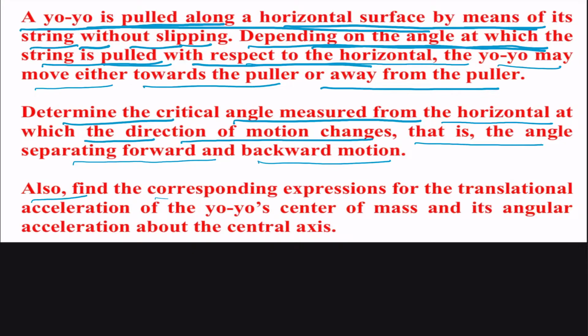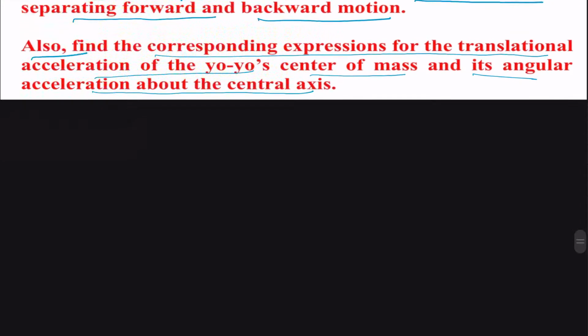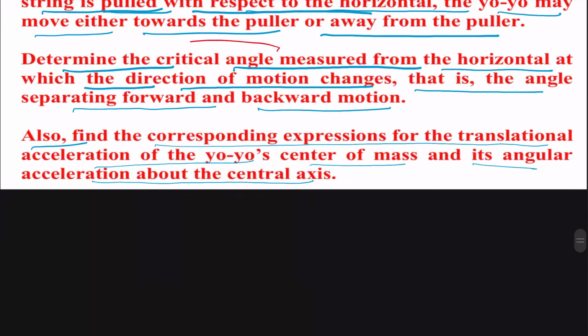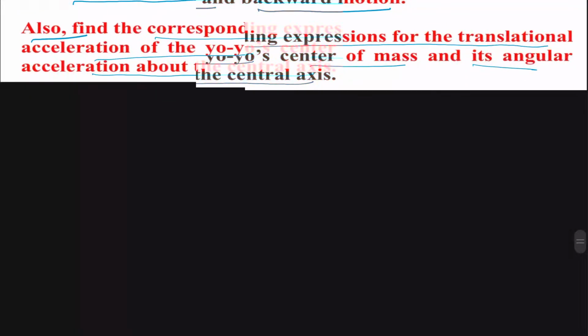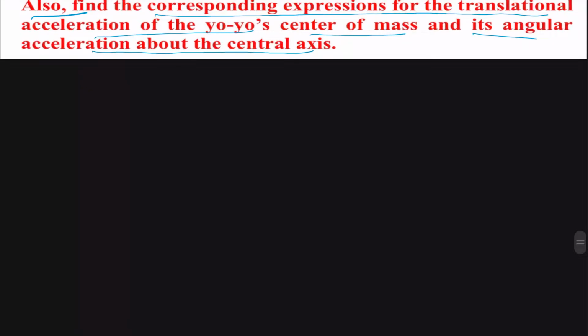Also find the corresponding expression for the translational acceleration of the yo-yo's center of mass and its angular acceleration about the center. So here we are going to find out the angle with respect to horizontal for which it is going to move forward as well as in the reverse direction. That is called the critical angle in this particular case. So for that, we can just draw an approximate figure. Let me draw a bigger one.